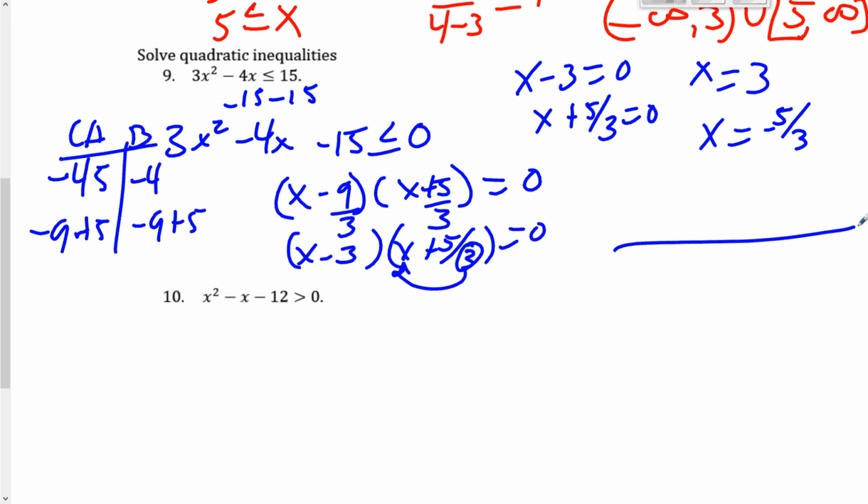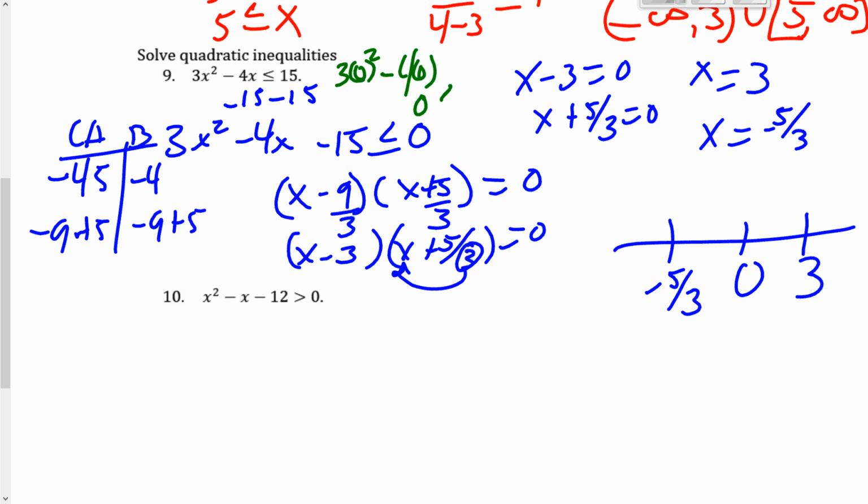So those are your two numbers. So you have negative 5/3, and then you have positive 3. Test a number in between. Whenever you're doing quadratics, if you could test 0, 0 is really awesome. Because when I throw that back in here, I get 0 squared, which is 0, and 0 times 3 is still 0. And then negative 4 times 0 is 0. So I just get 0 is less than or equal to 15. 0 is really nice to test. And 0 is indeed less than or equal to 15.